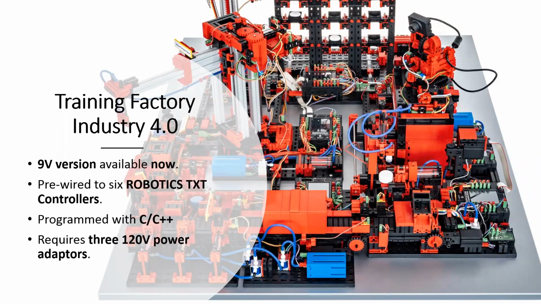Now, as this screen says, the Training Factory Industry 4.0 is available in a 9-volt version that's pre-wired to 6 robotics TXT controllers. Unlike all the other 9-volt versions we've looked at previously today, these are programmed not using RoboPro, but instead using C, C++.